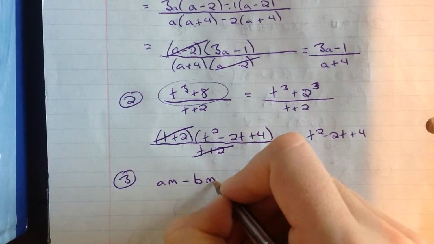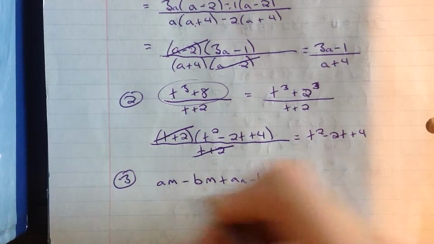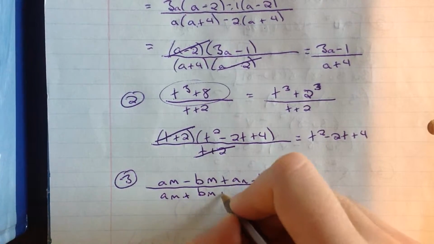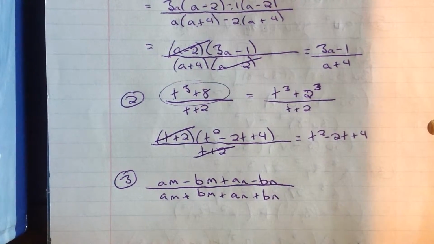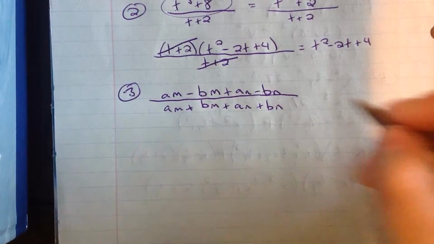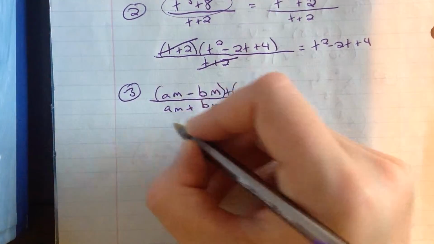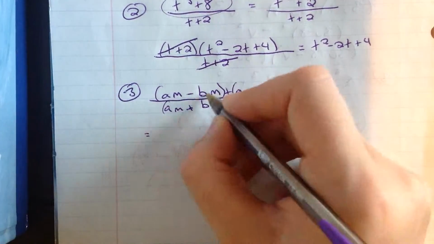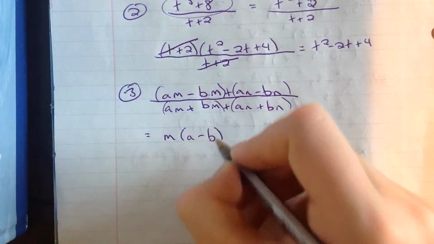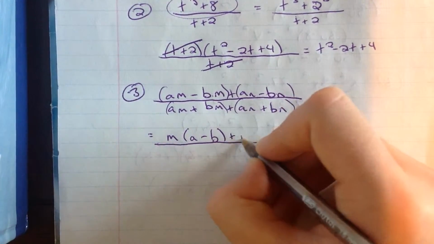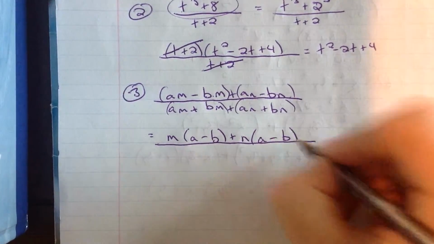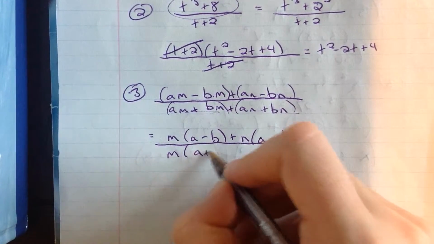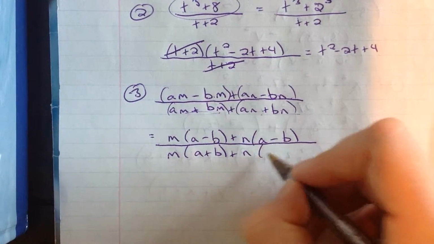Next, am minus bm plus an minus bn all over am plus bm plus an plus bn. We have 4 terms in both the top and the bottom. So I'm going to group in pairs in both the top and the bottom. On the top, they have an m in common, so I get a minus b. Plus an n in common, a minus b. On the bottom, I share an m in common, so I have a plus b. And an n in common, a plus b.